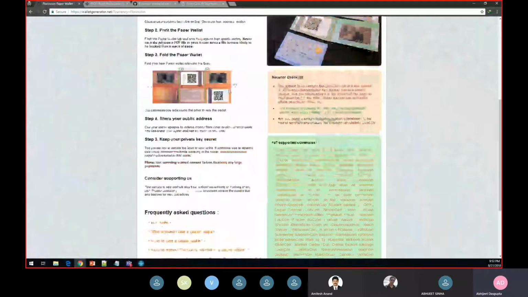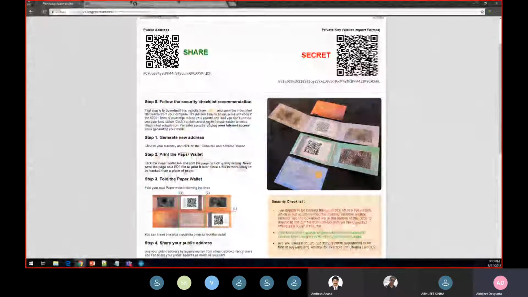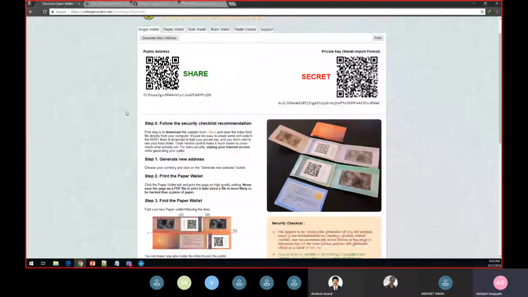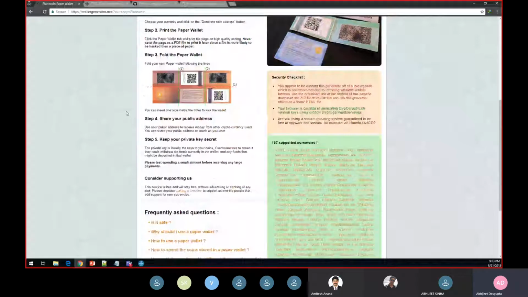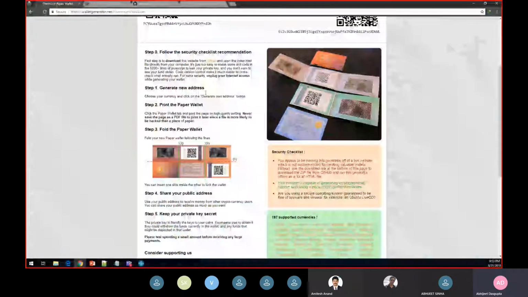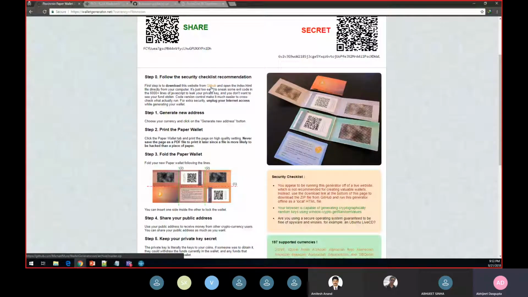What this website suggests is that you do not use this online version. You can download this entire website onto your local computer and then generate the addresses and wallets on your own computer by disconnecting the internet totally. They say this because the addresses that you generate can be hacked over the internet. So this particular GitHub link, you can go and download this entire website and create your own paper wallets. Okay, so let's go back to mining.